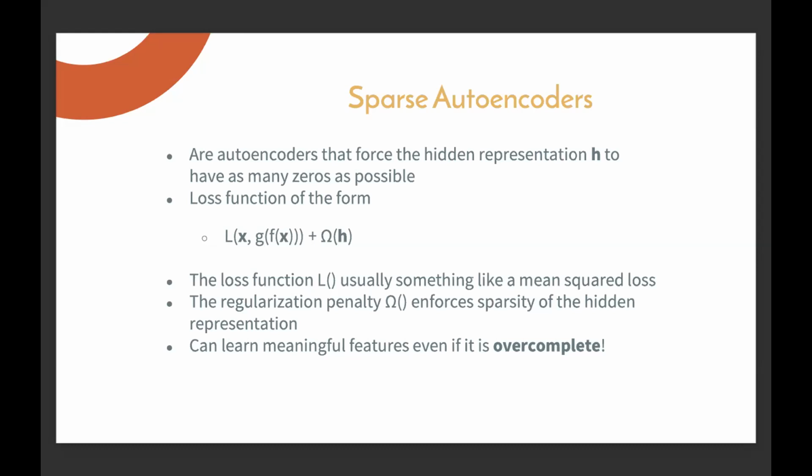So if we have a large dimension of h, we can also learn some meaningful features because we have some entries in h that are 0. So it doesn't matter if it is overcomplete or undercomplete. This regularization penalty is used for that.